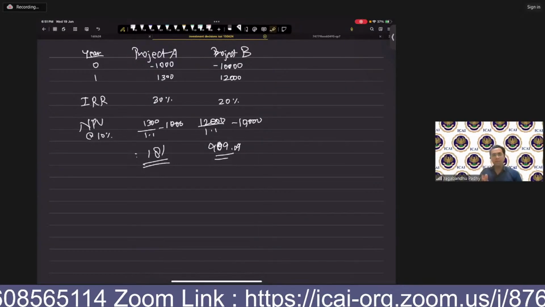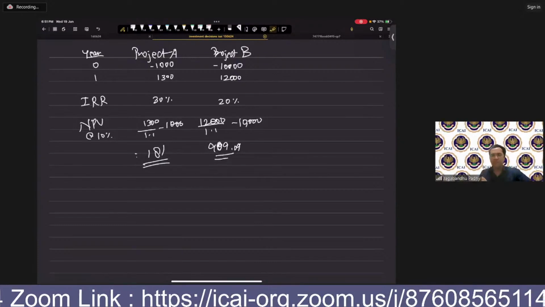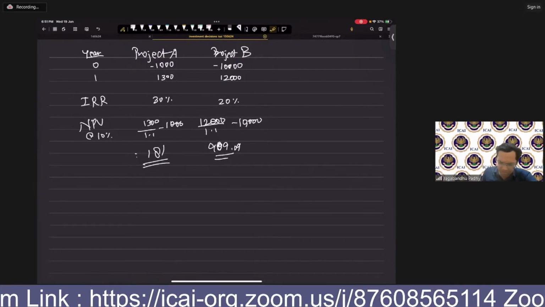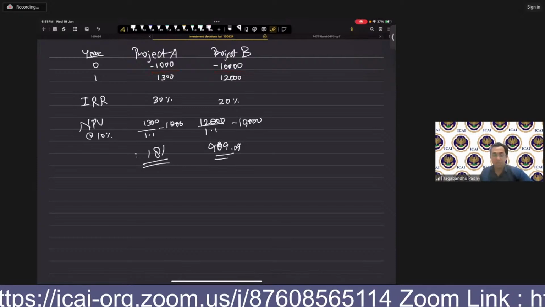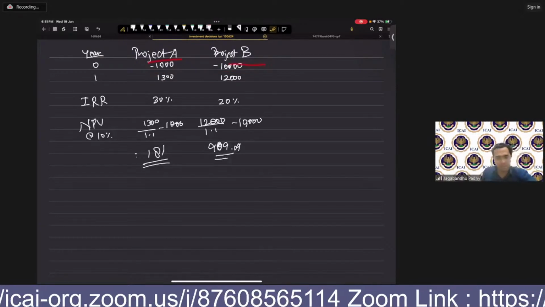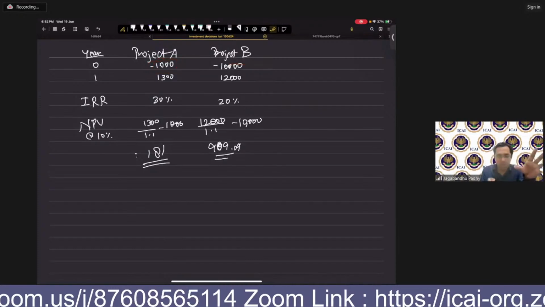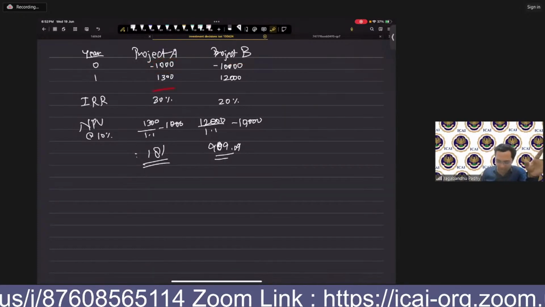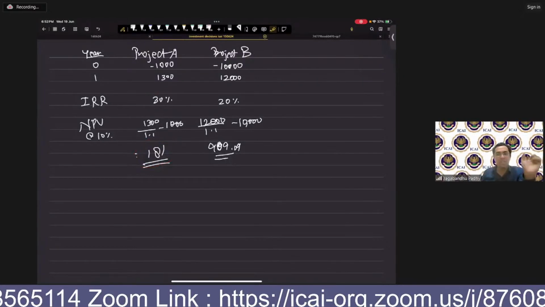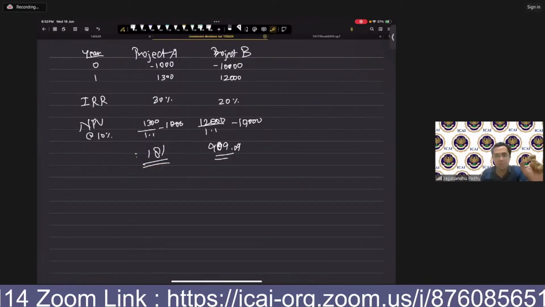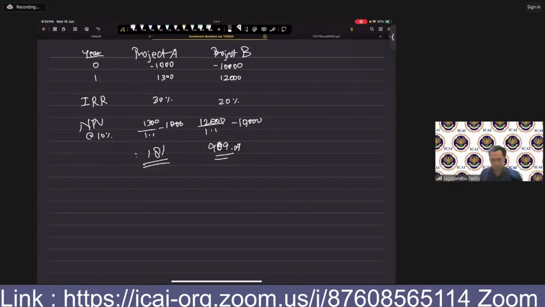Now, if you don't have any constraint with regards to investment amount, it means you can invest 1,000 or you can even invest 10,000. But the point is you can choose either A or B. If you are investing in A, you will definitely invest 1,000. You will be able to get 1,300. But the net benefit that you have in absolute terms, the net value which is adding to your value, is 181.